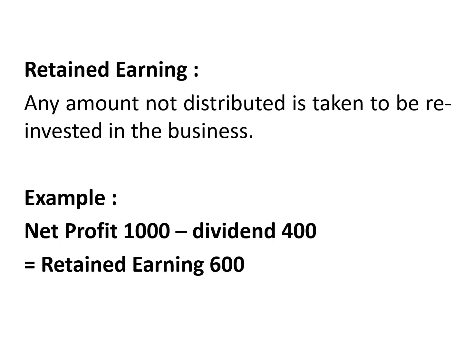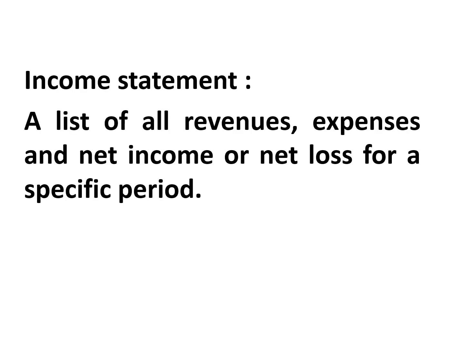Retained earnings. What is that? Once the dividend is distributed, the remaining amount is known as retained earnings. For example, we have $1,000 net profit, 400 is the dividend declared for shareholders, and the remaining amount will be retained earnings. Income statement: the list of all expenses, revenues, and net income or net losses for a specific period. That is known as the income statement.